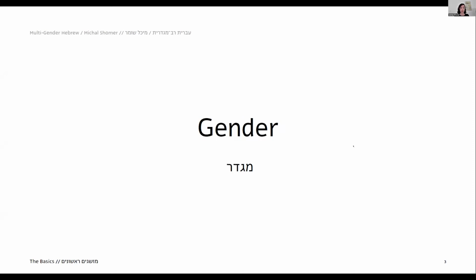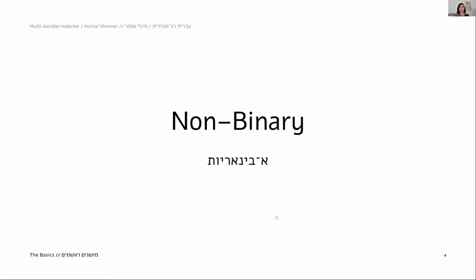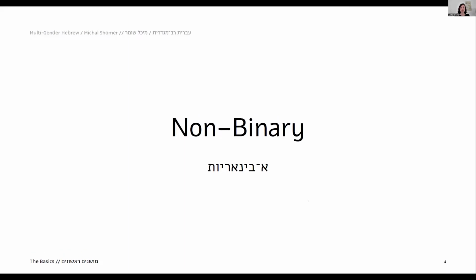It's important to note that our gender identity doesn't have to align with our assigned sex. My assigned sex may be female, but my gender identity could be man. So for sex, we have female, male, intersex, and for gender, we have men and women. That leads me to the next slide, non-binary. We also have non-binary gender identities.